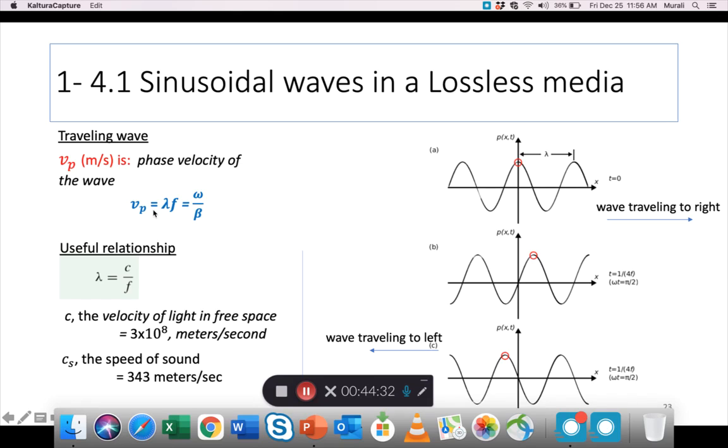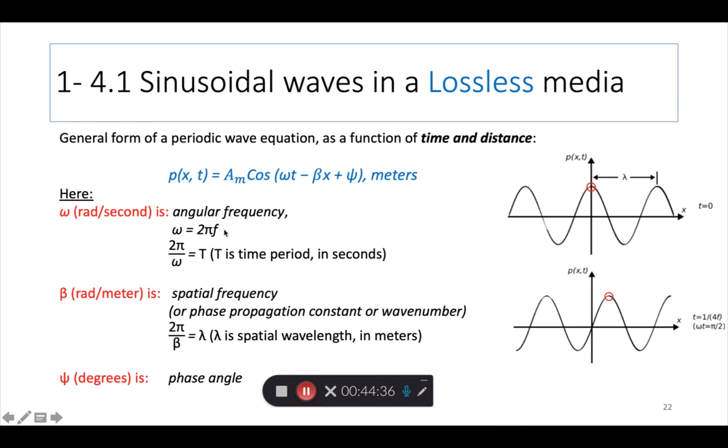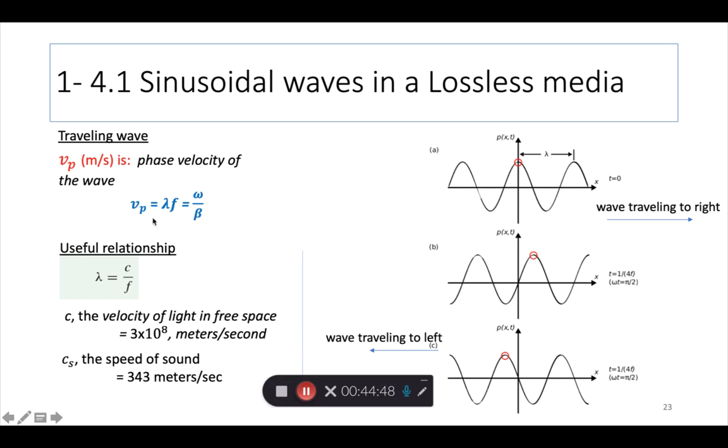Another important relationship. Now look, at the previous page we saw some relationships. Lambda equals 2 pi by beta, similar to T equals 2 pi by omega. Now moving on, there's something called phase velocity or wave velocity, and that's given as Vp, the product of lambda and f, or the ratio of omega by beta.